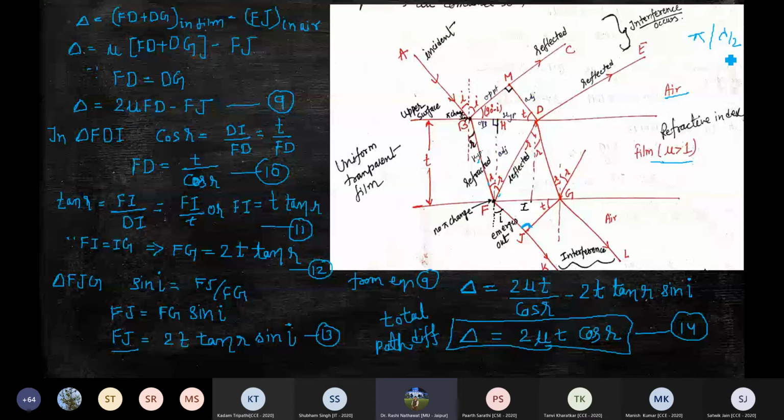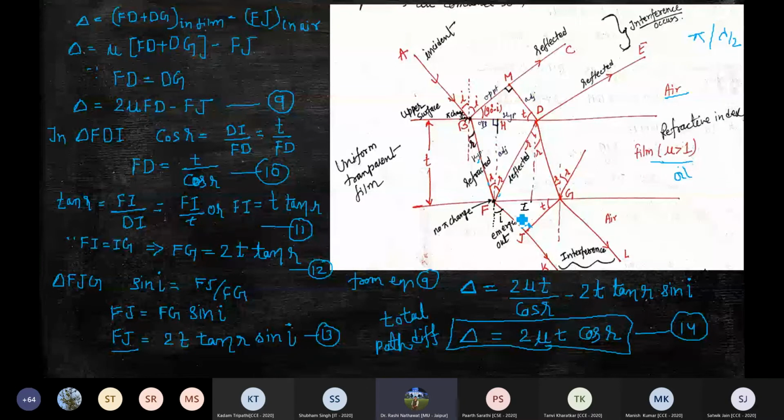But here, what happened is this incident ray is coming, then it's refracted, and after refracting it actually emerges out, or we can say it's transmitted from this media. We can imagine this is oil. So it is emerging out from the F point as a transmitted wave Fk.